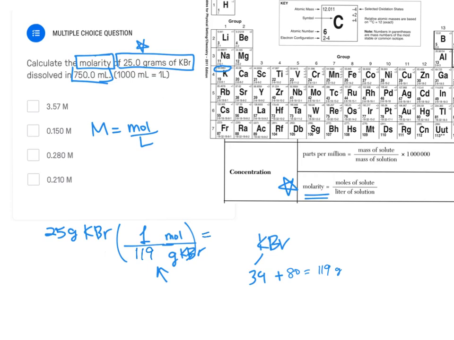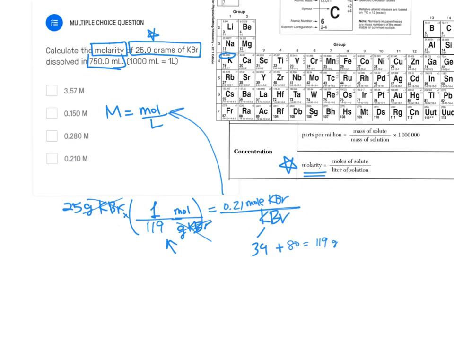Now, if you plug this into your calculator, it's just 25 divided by 119, which is equal to 0.21. So the unit's going to be in moles, because as you can see, grams of KBr can be canceled out because I see those units both on top and the bottom. So 0.21 mole of KBr is what we have here, which we are going to be using in order for us to plug that into that formula.